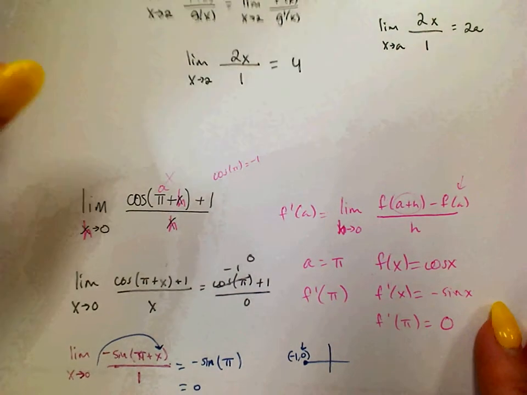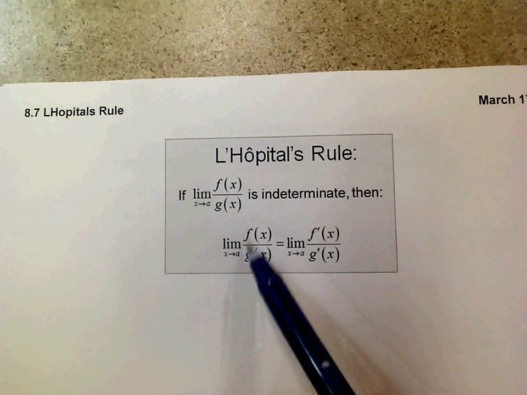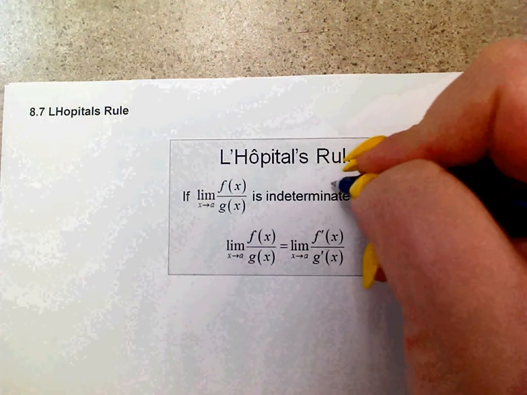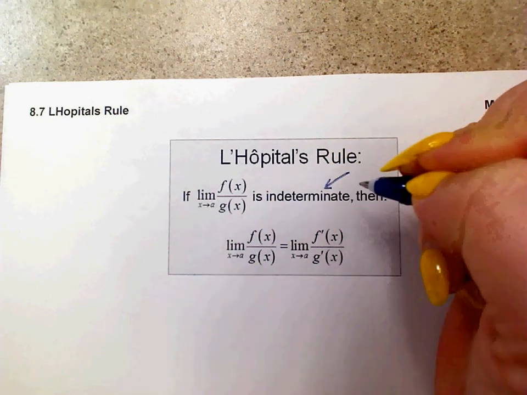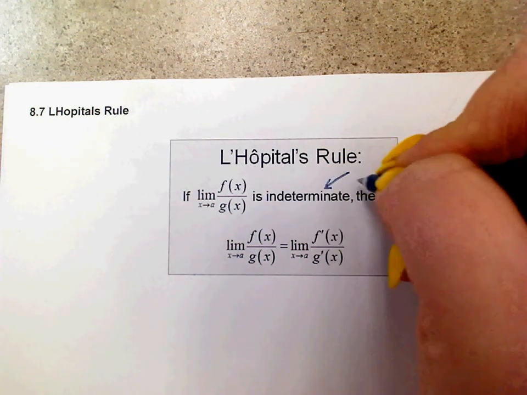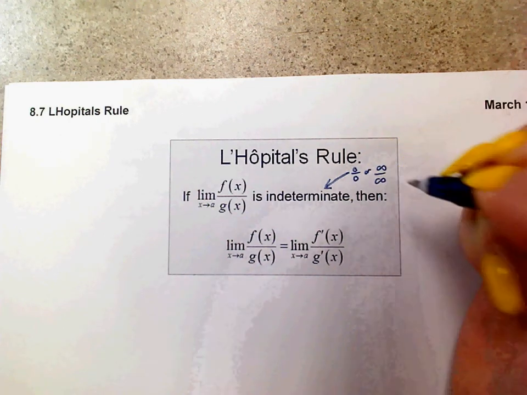So let's practice some problems. Alright, well this is just the definite L'Hopital's rule. If you want to write anything on your pink sheet, then I would write indeterminate and then write 0 over 0 or infinity over infinity. Then that's what I would do.